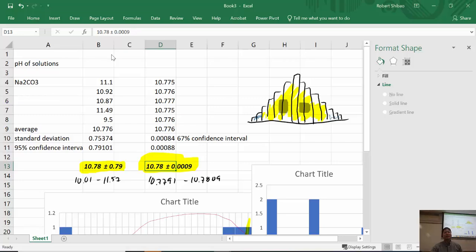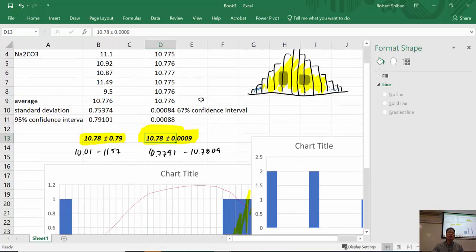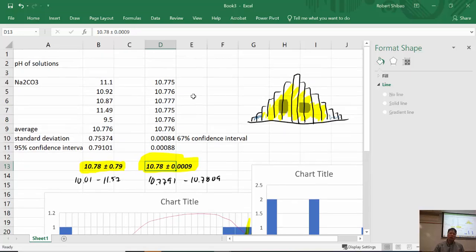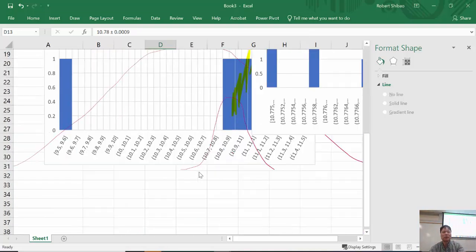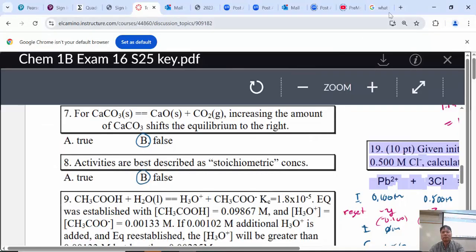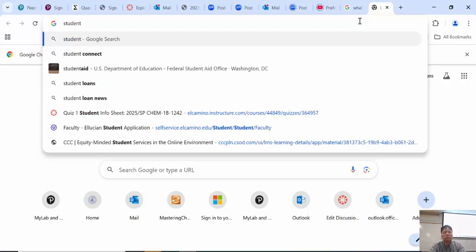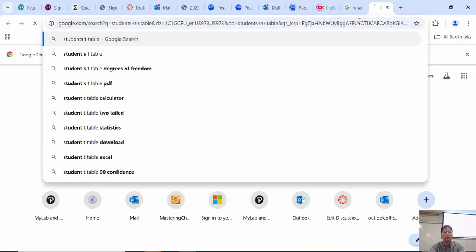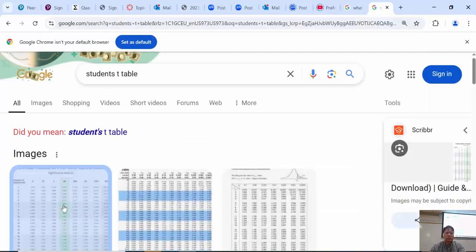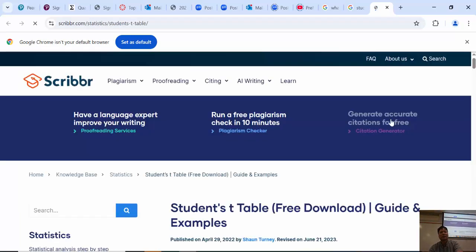Now, if I had less data, let's say if I eliminate some of the data, then it's going to broaden it even more. And so it turns out when we look at the student's t distribution, the more data, the better, but it's diminishing returns. And so let's look at the student's t distribution here. Let's hope this one is good.